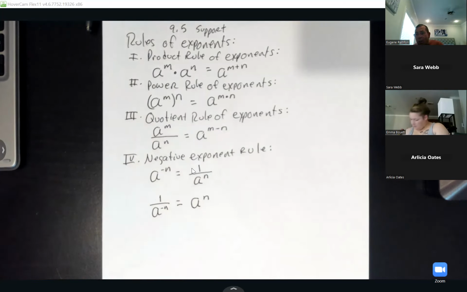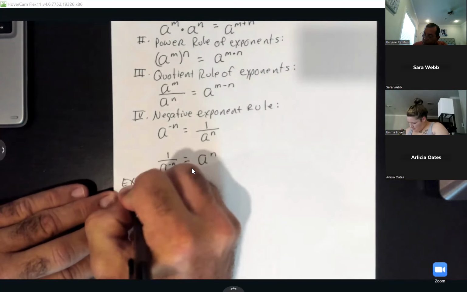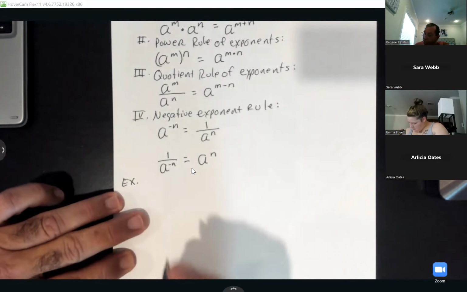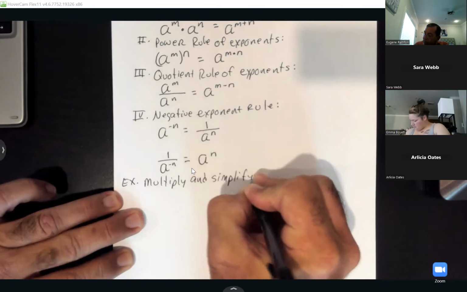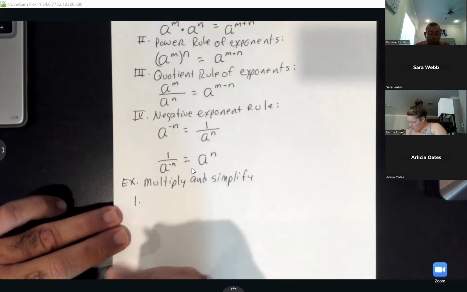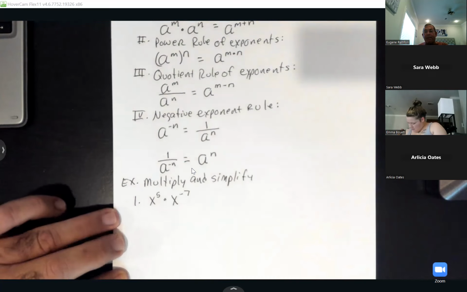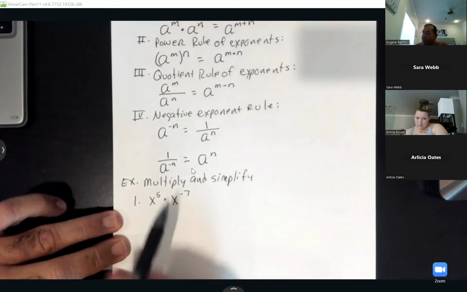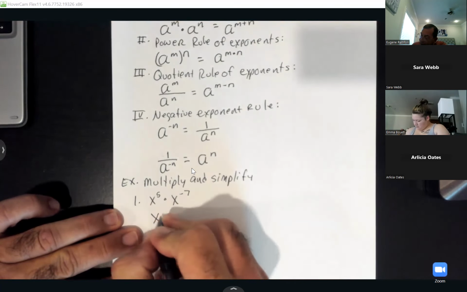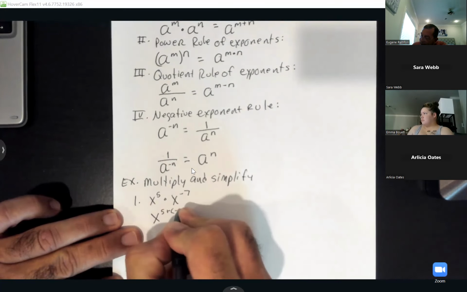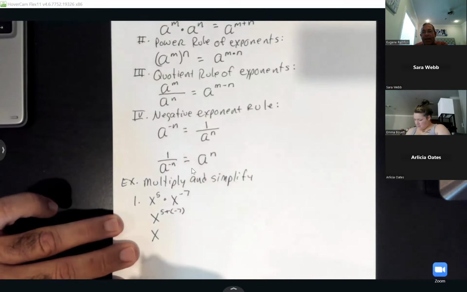So I'm going to go through the 5 problems in support that deal with these exponent rules. So the first 3 say multiply and simplify. Now, number 1 is x to the 5th times x to the negative 7th. So the first thing we're going to do, we're going to invoke this product rule up here that says that I add exponents in this case. So basically, I would do my 5 plus that negative 7. All right, well, 5 plus negative 7 is going to give me a negative 2.